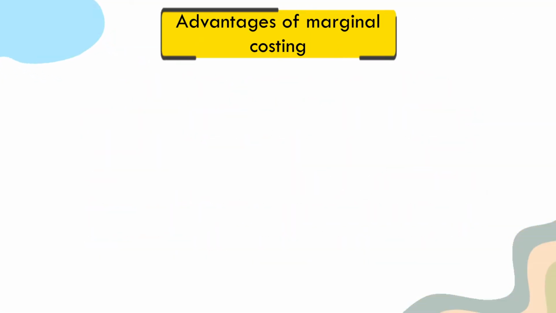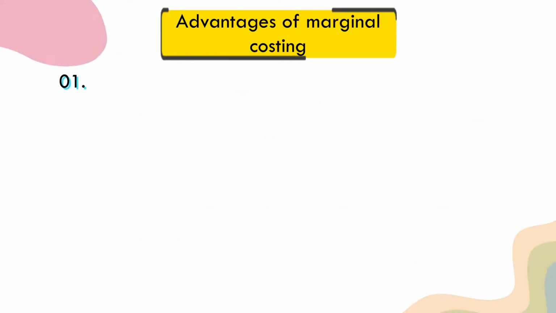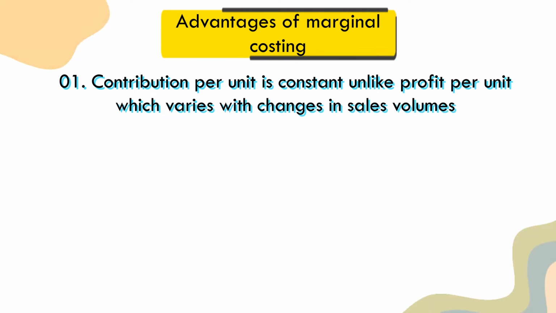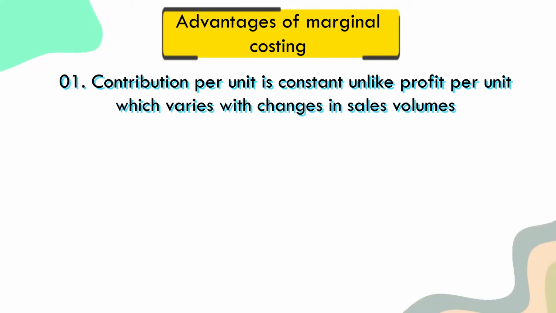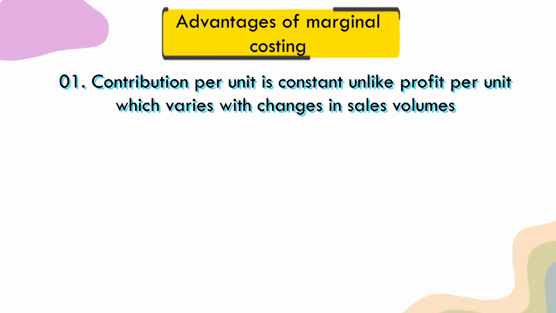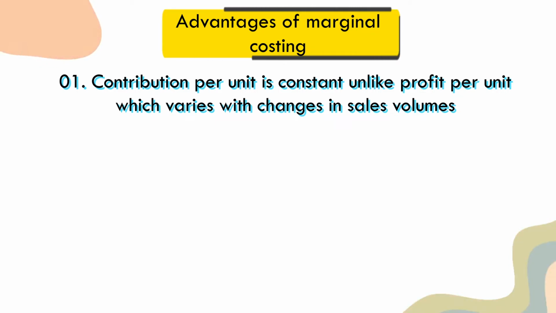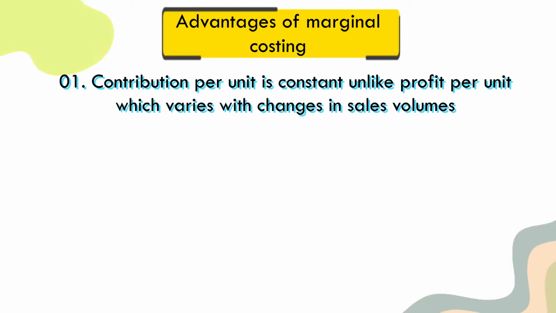Advantages of marginal costing. Number 1. Contribution per unit is constant, unlike profit per unit, which varies with the changes in sales volume. Hence, it is helpful in decision making. 2.